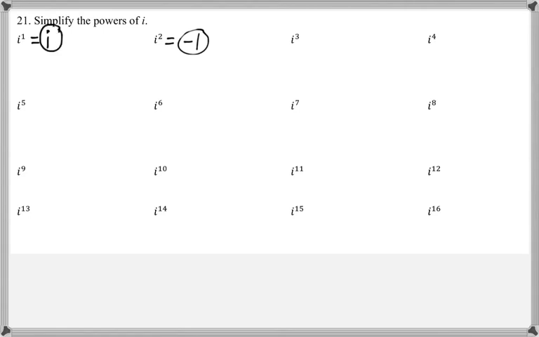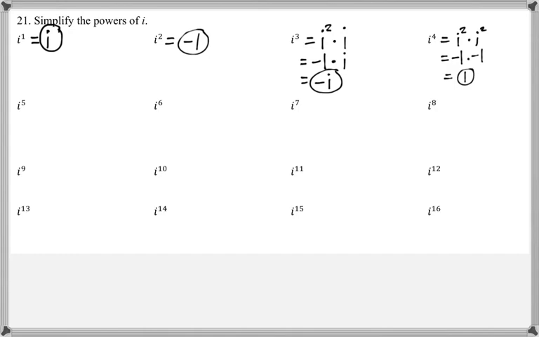Okay, so i cubed, I could rewrite that as i squared times i, and then replace the i squared with negative 1. So then negative 1 times i is negative i. With i to the 4th, I'm going to replace that with i squared times i squared, which is equal to negative 1 times negative 1, which is equal to a positive 1.